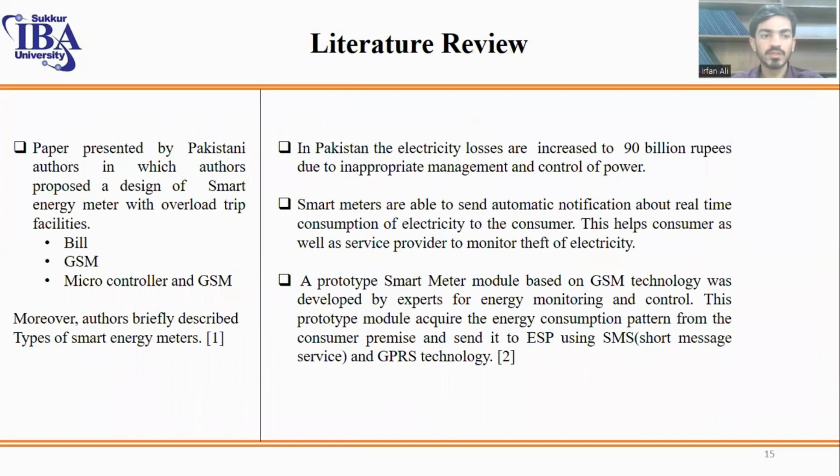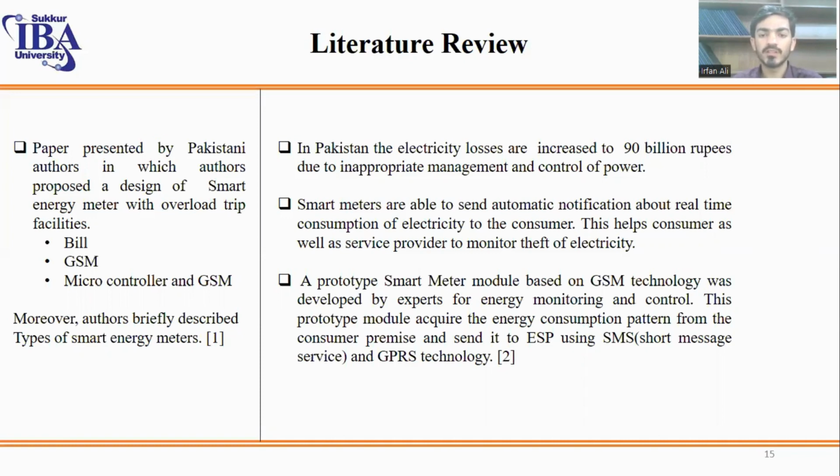Literature review. A paper presented by a Pakistani author proposed a design of a smart energy meter with overload trip facilities, which was based on GSM and included a microcontroller. Moreover, the authors briefly describe types of smart energy meters in this paper. In Pakistan, the electrical losses have increased to 90 billion rupees due to inappropriate management and control of electric power.